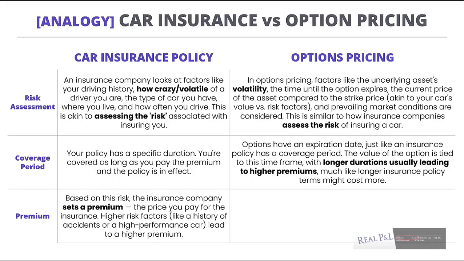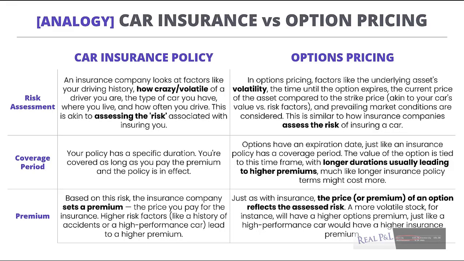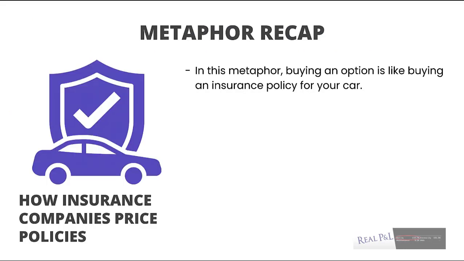The premium. With the car insurance, the insurance company sets a premium, the price you pay for the insurance. Higher risk factors, like a history of accidents or a high performance car, lead to higher premiums. With options pricing and premiums, it's just like the insurance. The price or premium of an option reflects the assessed risk. A more volatile stock, for instance, will have a higher options premium, just like a high performance car would have a higher insurance premium. In this metaphor, buying an option is like buying an insurance policy for your car.